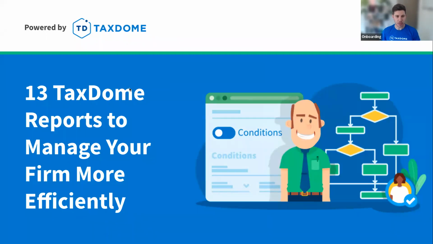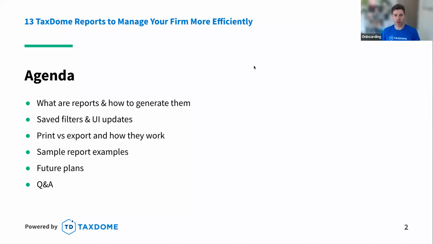So let's get started. What are we going to cover today? The first thing is what a report is and how you can create them inside of TaxDome. We're going to cover saved filters, which is new functionality, and UI updates. UI means user interface, so basically that means how pretty it looks and how usable it is. We're going to discuss exporting options, how that works, how you can do it. Then we're going to go into actual sample reports. That's where the name of this webinar comes from: 13 reports. We're going to cover Q&A and future plans, and show you where we see this growing with time. So thank you, and let's get started.